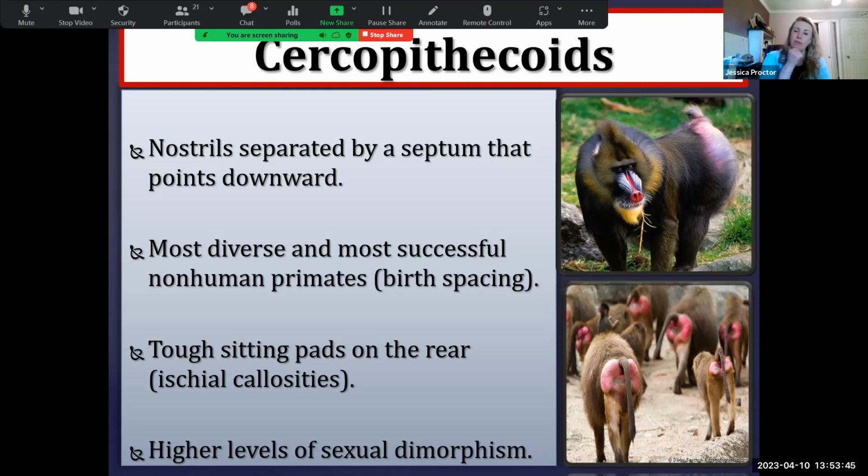And then in groups that live in multi-male, multi-female groups, they tend to practice still polygyny, and it's still the dominant males that tend to have increased access to the females. But we tend to see the higher levels of sexual dimorphism in primate groups that tend to have high levels of competition, essentially high levels of competition for access to food, access to resources, and access to mates.